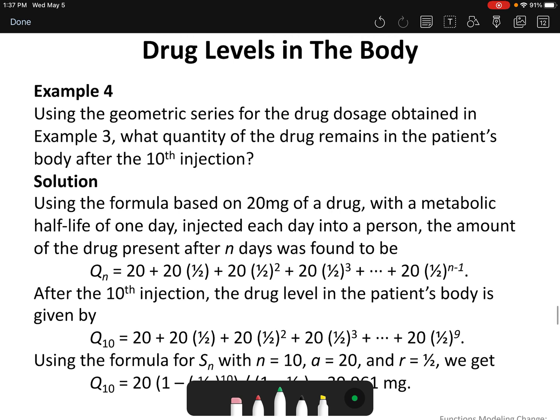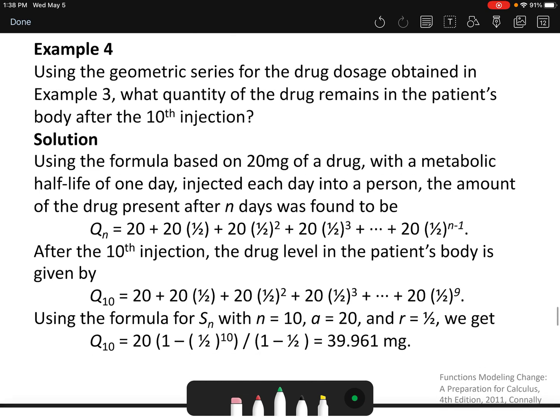Another way of putting it is the drug levels in the body. And in example 3, in the book, you're taking 20 milligrams of a prescription, let's say, and you have a half-life of 1 day, which means at the end of the day, you have 10 milligrams left in your body. Well, that's why you take 20 milligrams every day, to keep that level. So this is an injection, but it could just be a pill too that you take on a daily basis, like a heart medication or a blood pressure medication or something like that.